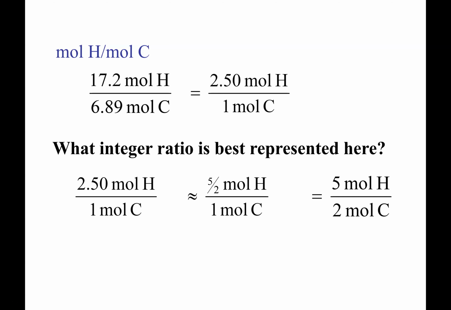Okay, any questions about that? Why did we divide by 6.89? Because we looked at the moles, and this column is always going to be divided by the smallest. Our choices were between these two, and 6.89 is smaller, so we always identify the smallest one. Oh, I see. Okay.